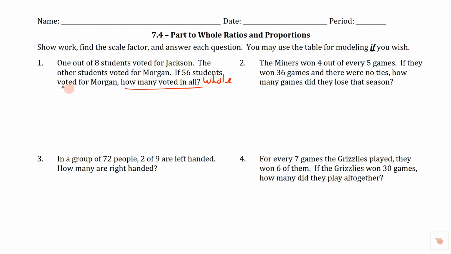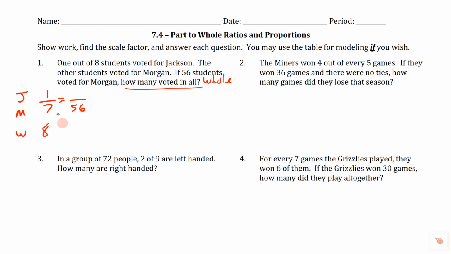So 1 out of 8 students voted for Jackson. So 1 out of 8 for the whole voted for Jackson. The other ones voted for Morgan, so that one must have been 7. So we've got Jackson, we've got Morgan, and we've got the whole. And 56 voted for Morgan, so that's going to go right here, 56. So the total here is 56.